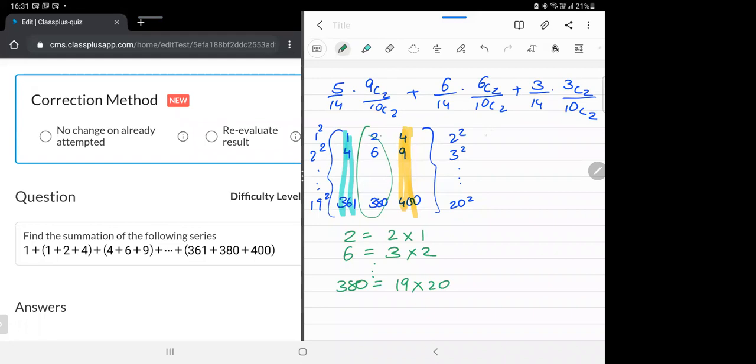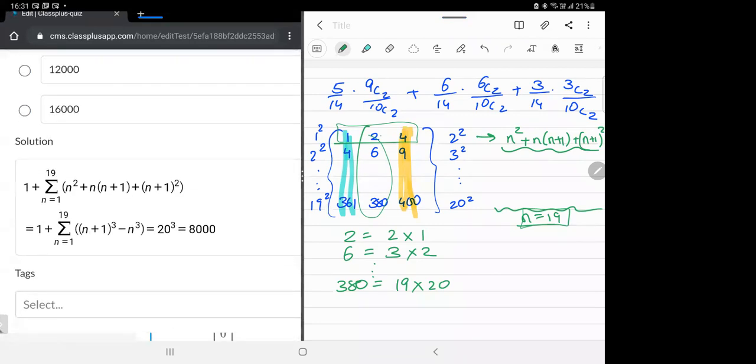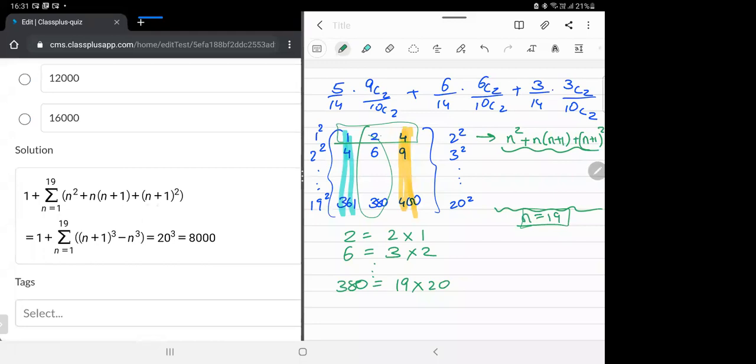So if I were to write this first thing, this would be n square plus n into n plus 1 plus n plus 1 square, for n equals to 1, and the same thing for n equals to 19. So this is just the summation of n square plus n into n plus 1 plus n plus 1 square, right? So that is what we have here.